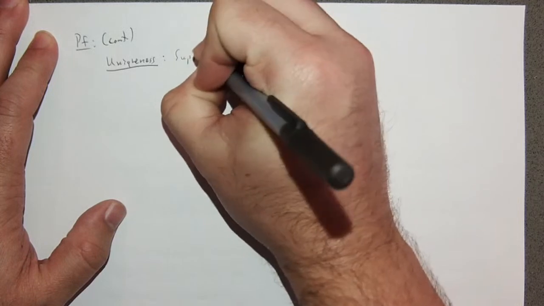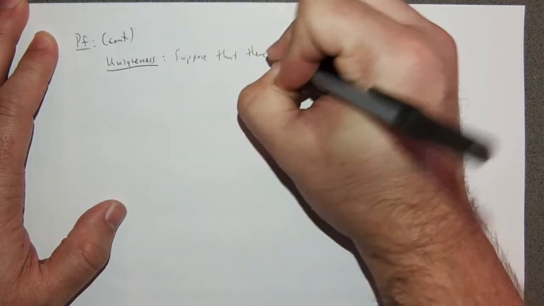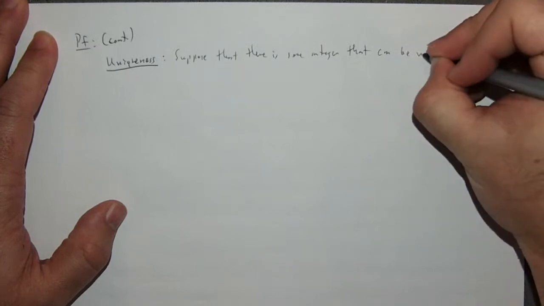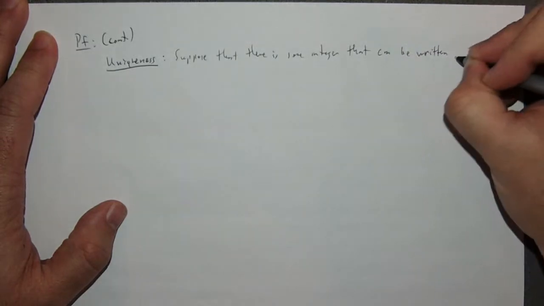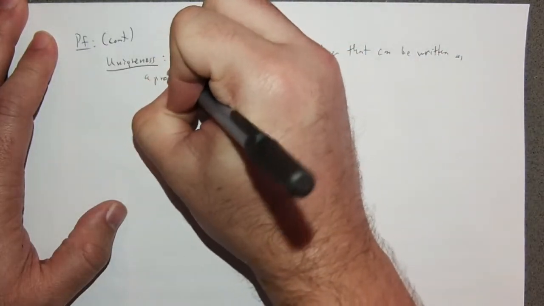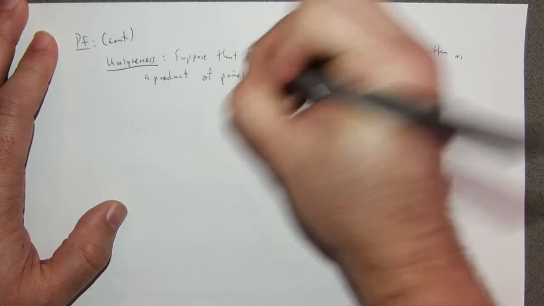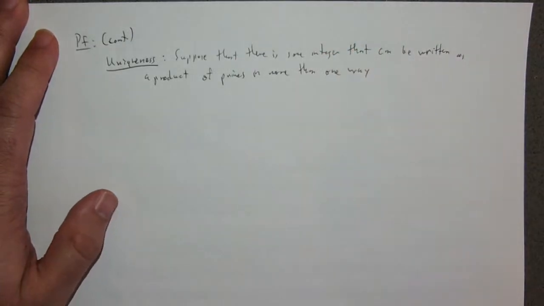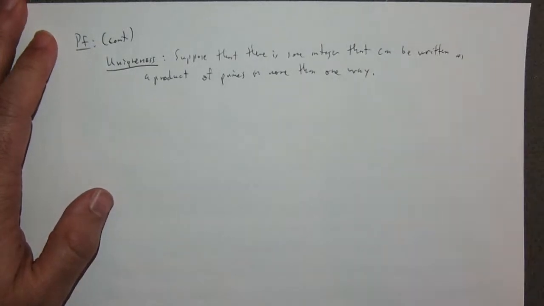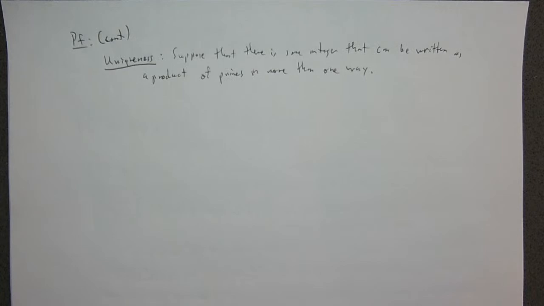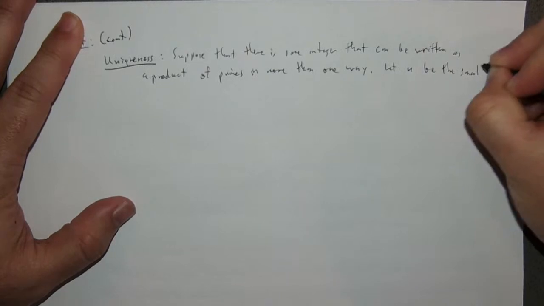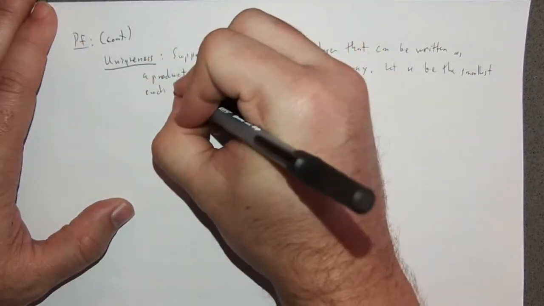So suppose that there is some integer that can be written as a product of primes in more than one way. Again, using a shortcut here, let's say that we just pick the smallest one of these. So let n be the smallest such integer.